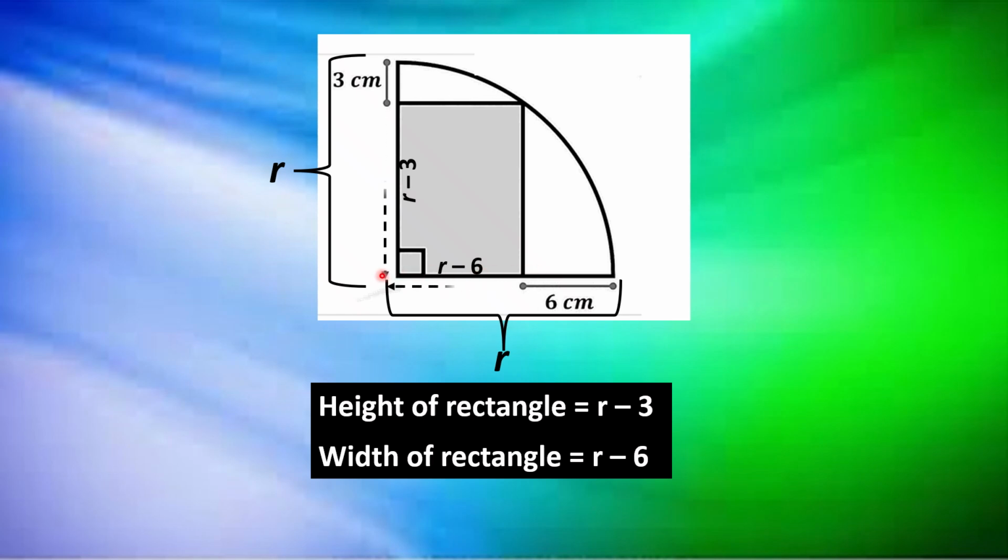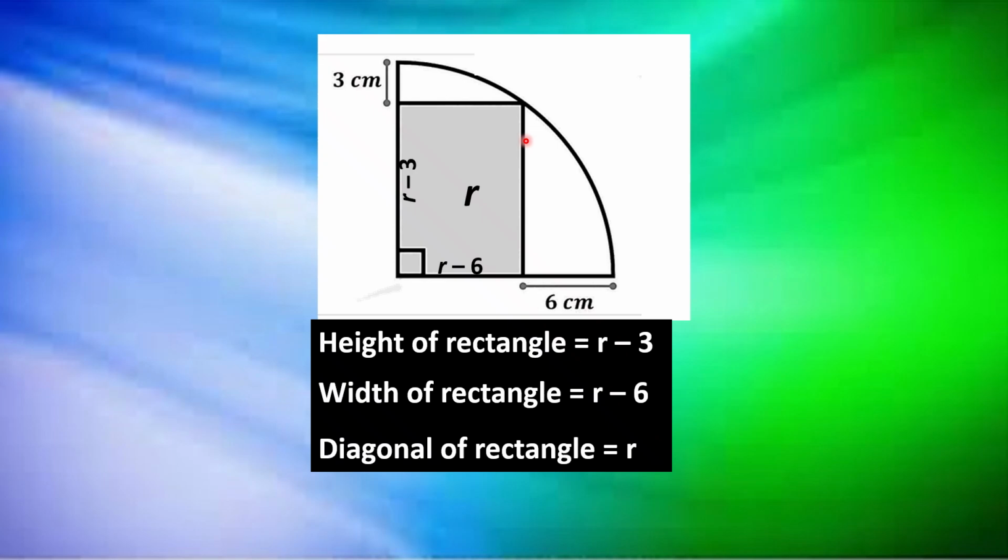From the center, draw the dotted line. See the animation. We are drawing the dotted line. Total is a radius. The top part is 3. So the height of the rectangle is r minus 3. And horizontally, the total is a radius. This part, on the right side, the segment is 6. So the remaining would be radius minus 6. So height of the rectangle r minus 3 and width of the rectangle r minus 6, where r is the radius of the quadrant. Now let us solve further.